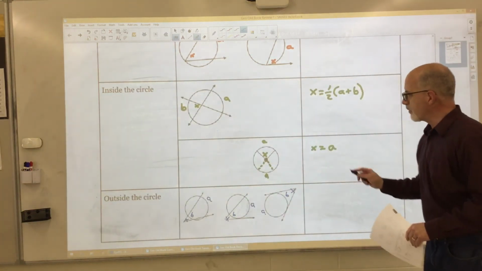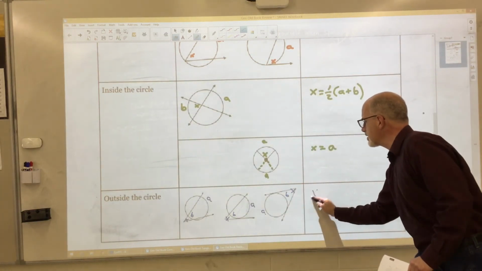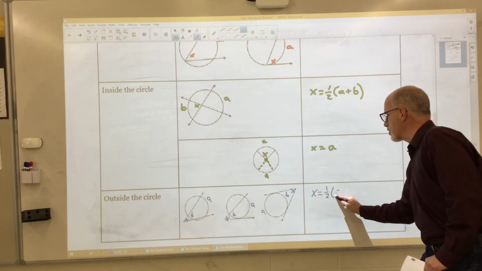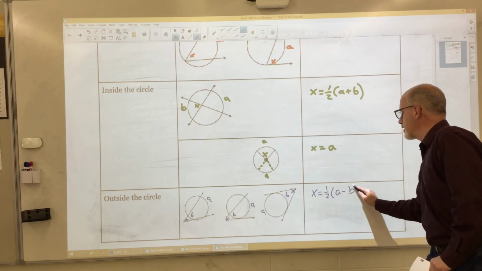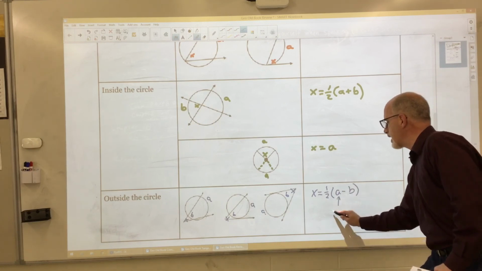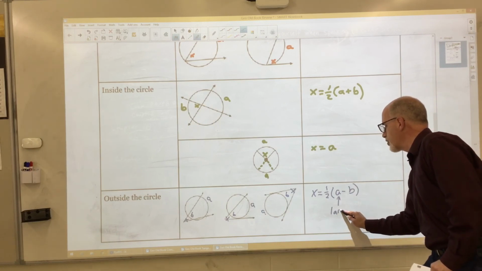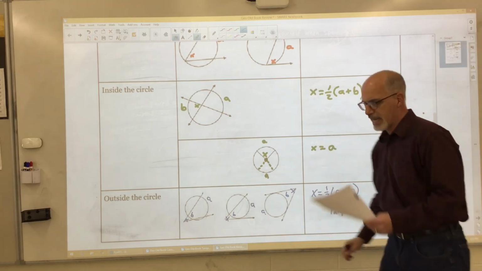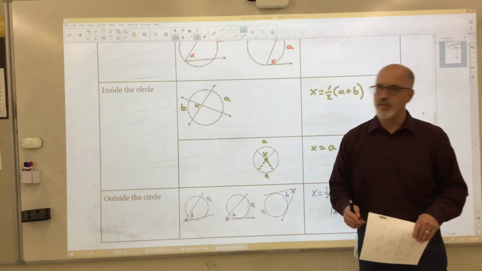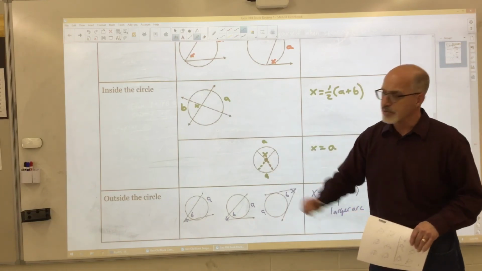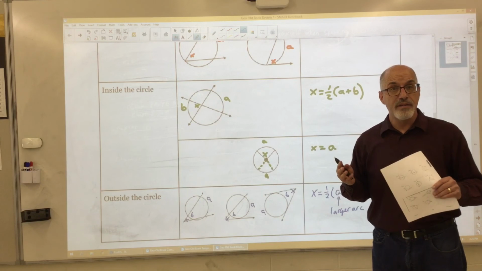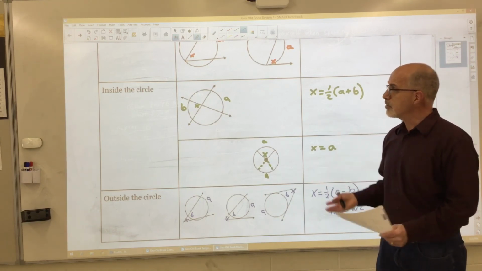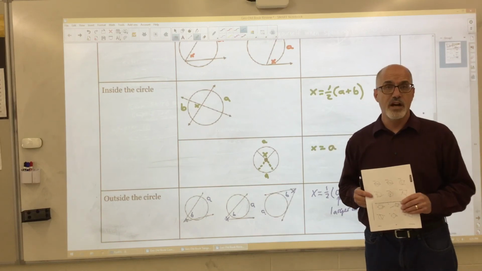In this case, our formula is that X is going to equal half of the difference of the arcs, the larger one minus the smaller. I'm going to emphasize that you need to list the larger arc first to subtract. And you can use that to solve it when the vertex is outside the circle. So here we have several formulas that relate arcs and angles. We can use those to solve problems in our circles.